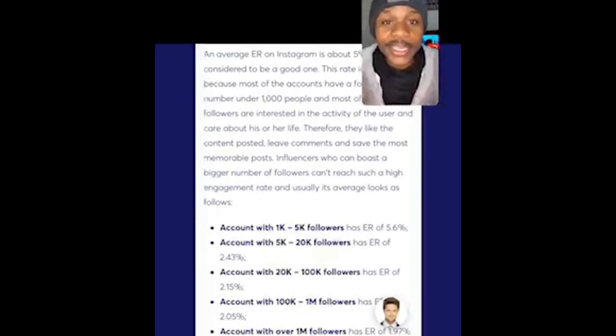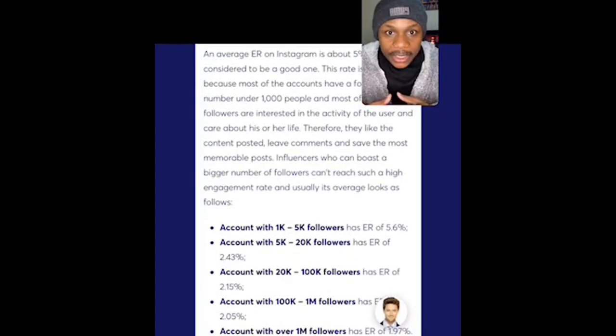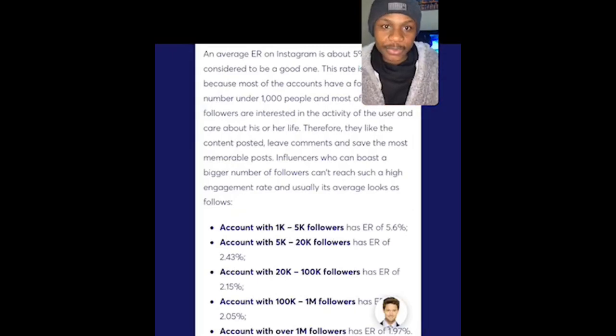Because these people don't engage with their fans. When you talk about engagement rate, we're talking about the interaction between you and them. We're talking about stories. Do you reply to your DMs? Comments? Do you like their comments? It calculates. And if you want to increase your ER, start replying to the comments, DMs, stories. Just don't be ignorant.